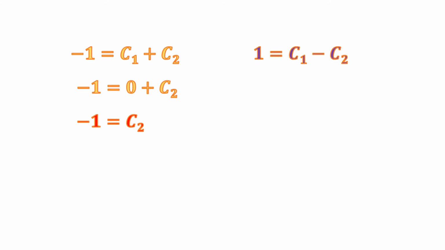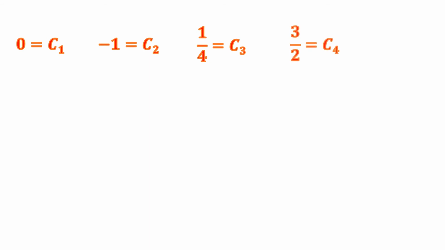And let us try the same procedure on the violet, and let's see if its C2 is also negative 1. So let's change C1 into 0, and then 1 equals negative C2. Then divide both by negative 1. So we have C2 equals negative 1. So that means C2 is really negative 1.